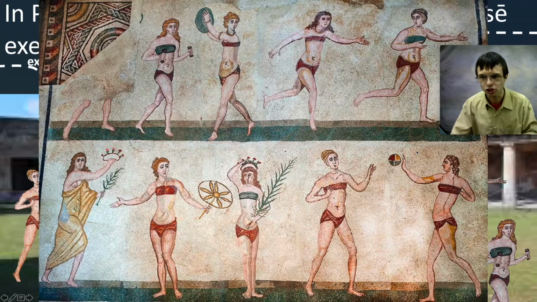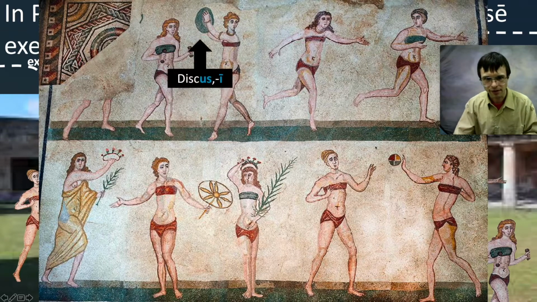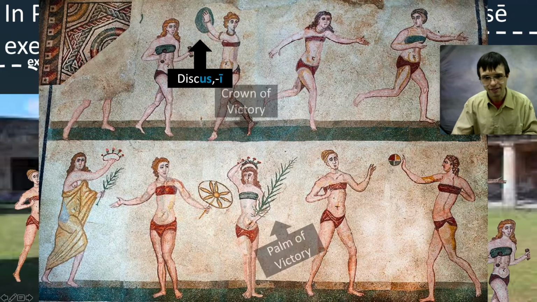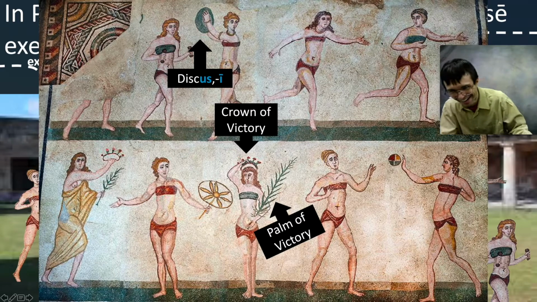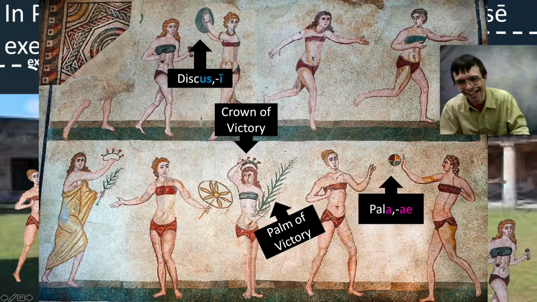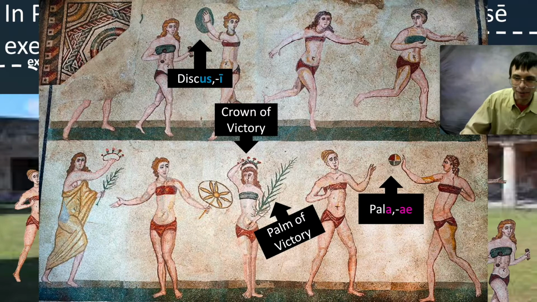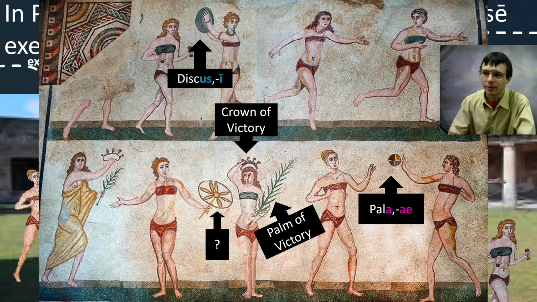And here you see the picture that this came from. It looks to me like a huge mosaic. And I think this one is in Sicily. And notice some of the things in here. There's someone playing ultimate frisbee. And then crown of victory, palm of victory. Someone awarding themselves. And then a pala, a ball. And then I have no idea what this is. Does anyone know what this is?